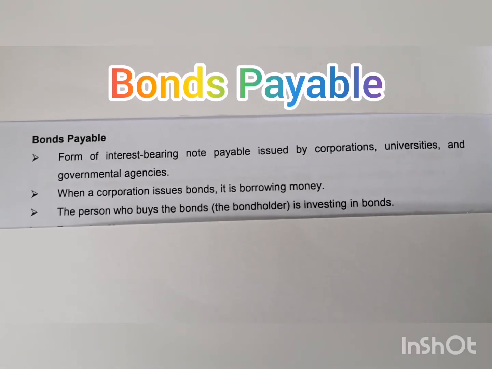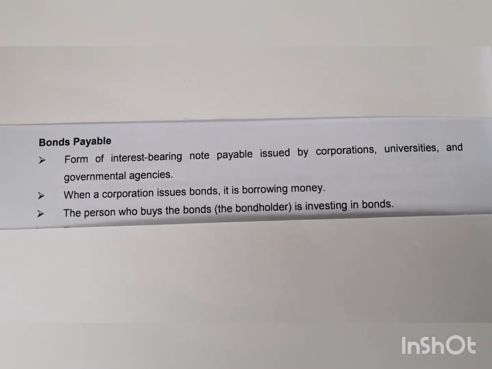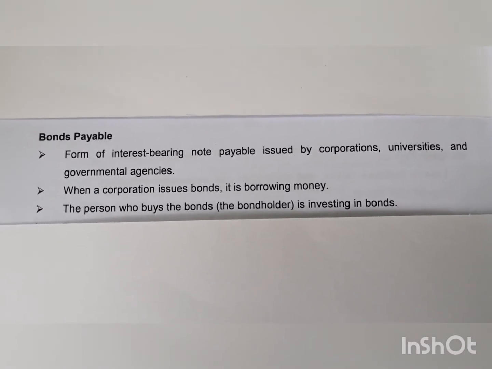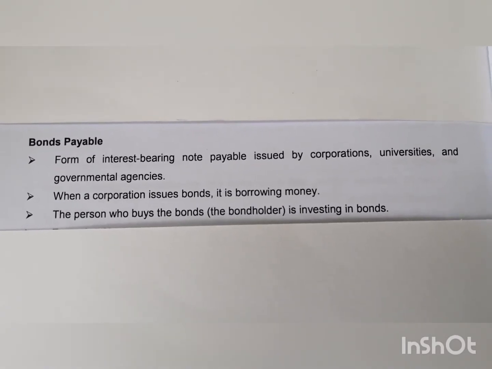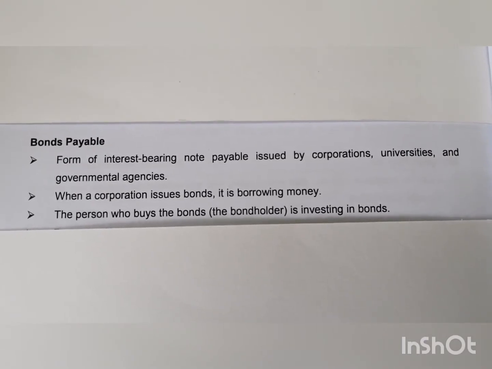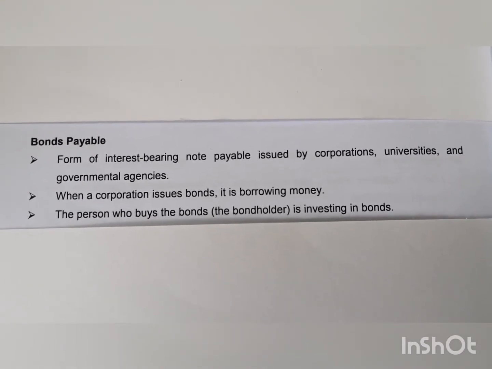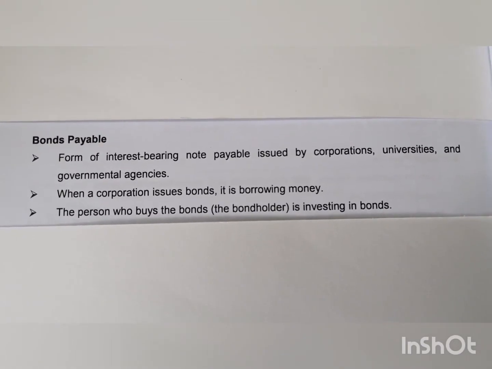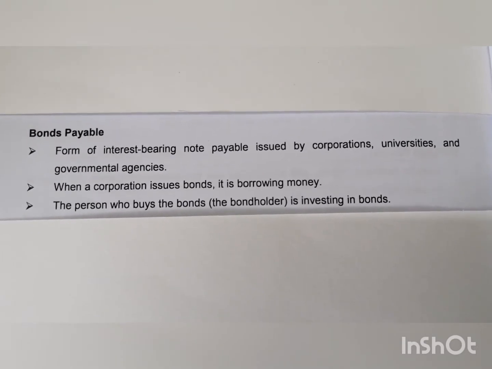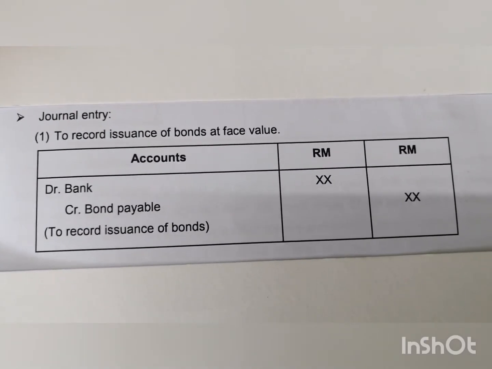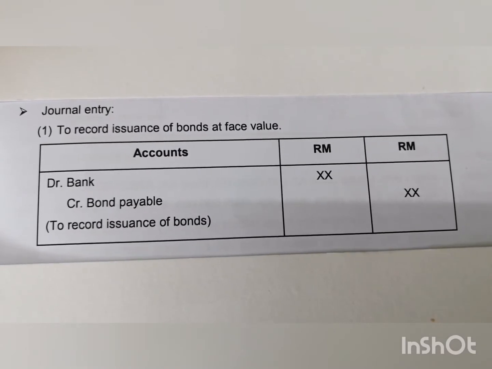Hi guys, now we look at bonds payable. Bonds payable is a form of interest-bearing notes payable issued by companies, corporations, universities, and government agencies. When a corporation issues bonds, it means they are borrowing money. The person who buys the bonds, or the bondholder, is the person investing in the bonds.